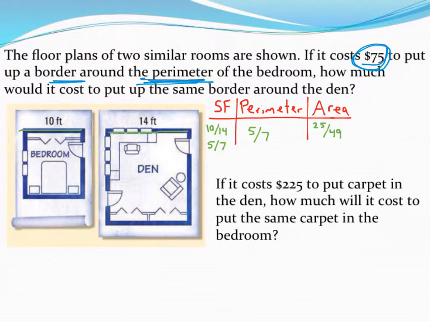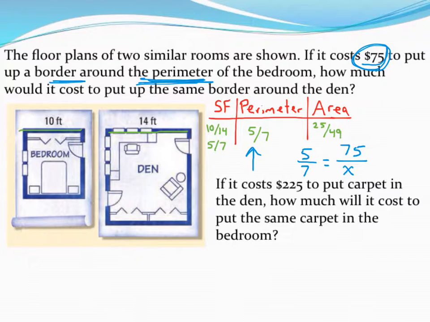Since we're dealing with something that involves perimeter, I'm of course going to pick my perimeter ratio. So let's write a proportion using 5 over 7, the ratio of the perimeters of the rooms. I'll set that equal to, since 75 is the cost of the bedroom, which is the smaller room, I'll put 75 in the numerator, where the smaller number is on the other side of the fraction, over x for the cost of the border in the den. So there's my proportion set up using the information from my chart.